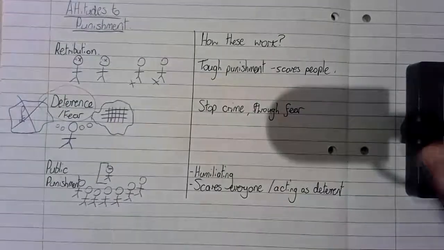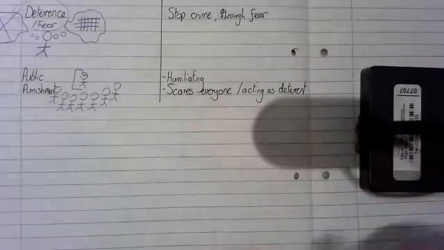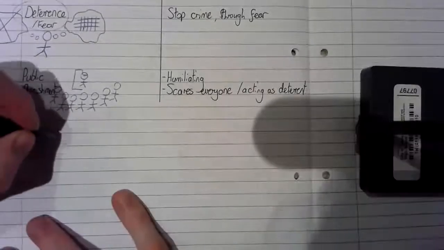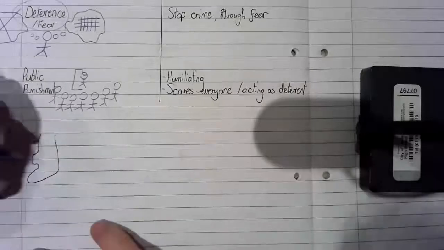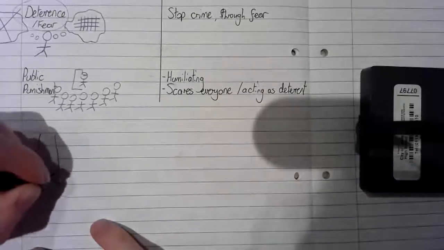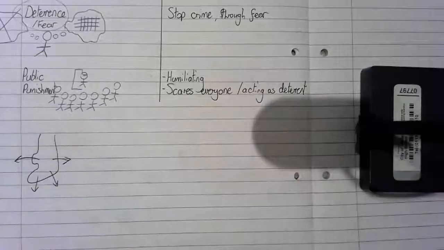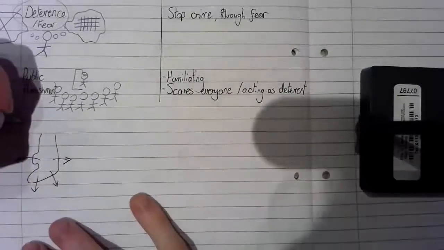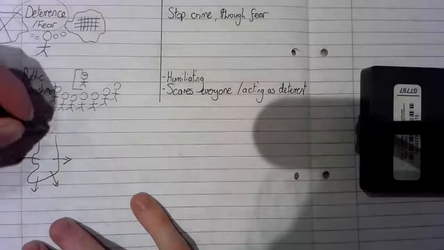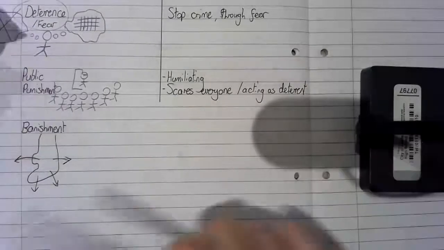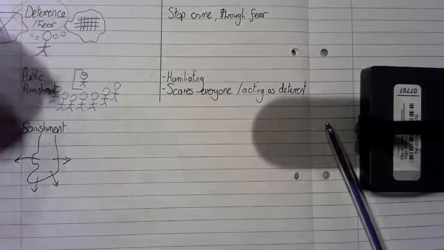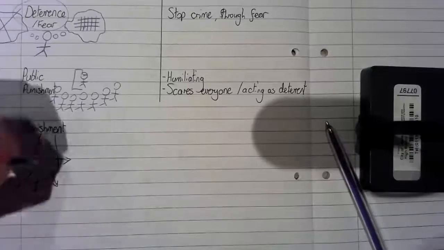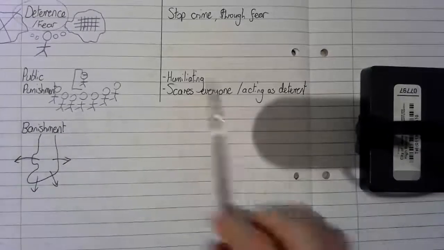Okay, now the next one, and we see this one a lot in school. This is my amazing drawing of Britain, or England and Wales at least. The person would just get kicked out. You've committed a crime, on your bike, out you go. We call this banishment. It's like in school, when someone's shouting out, reminder, warning, out you go, see you later, you've just been banished. You're kicked out. So if you commit a crime, you're out of the country.